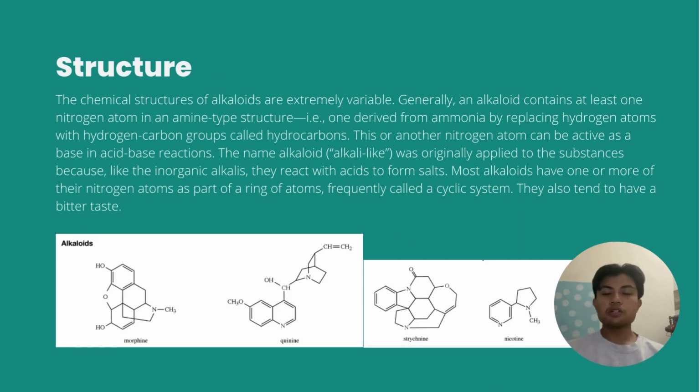Next, the chemical structures of alkaloids are extremely variable. Generally, an alkaloid contains at least one nitrogen atom in an amine-type structure, for example, one derived from ammonia by replacing the hydrogen atom with a hydrocarbon group. This or another nitrogen can be active as a base in an acid-base reaction. The name alkaloid was originally applied to these substances because, like inorganic alkali, they react with acid to form salt.